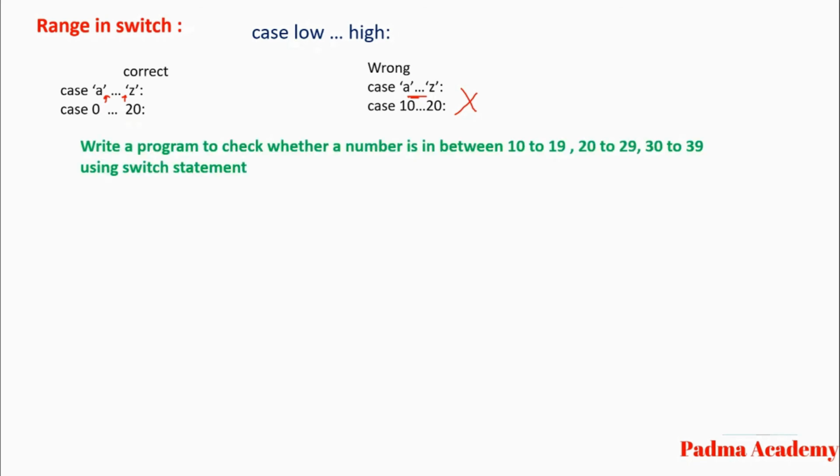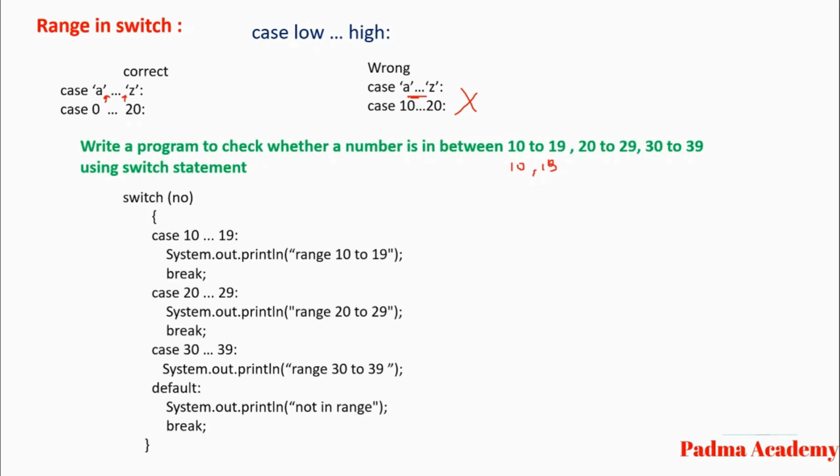So you have to write a program to check whether the number is between 10 to 19, or 20 to 29, or 30 to 39. So this is basically a range from 10 to 19, and similarly 20 to 29 and 30 to 39. So switch number, where number is just one integer variable to which you have assigned a value between 10 to 19, or any numeric value.